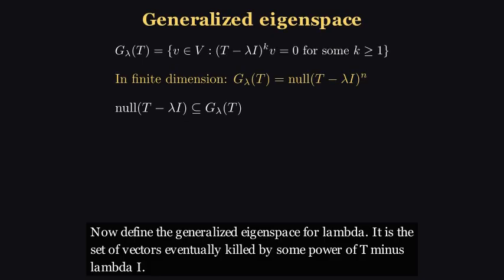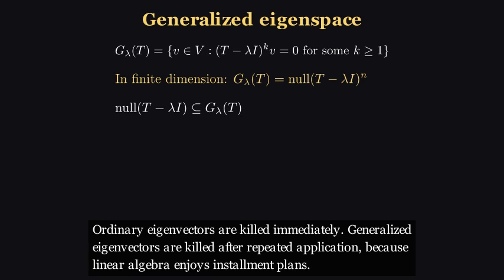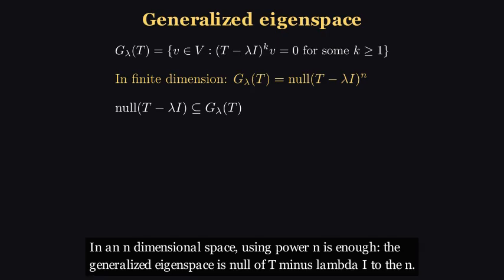Now define the generalized eigenspace for lambda. It is the set of vectors eventually killed by some power of T minus lambda I. Ordinary eigenvectors are killed immediately. Generalized eigenvectors are killed after repeated application. Because linear algebra enjoys installment plans. In an n-dimensional space, using power n is enough. The generalized eigenspace is the null space of T minus lambda I to the n.